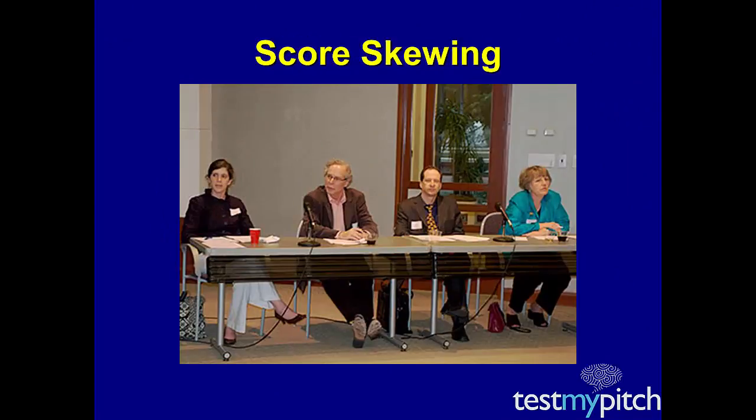Score skewing. This is something that happens not just when evaluating pitches, but in figure skating and gymnastics and any type of judged event. You may have judge fatigue, or you just may have skewing. And skewing is really where judges' scores fluctuate as they go through. This is irrespective of whether they're an easy judge or a hard judge from a judging standpoint.